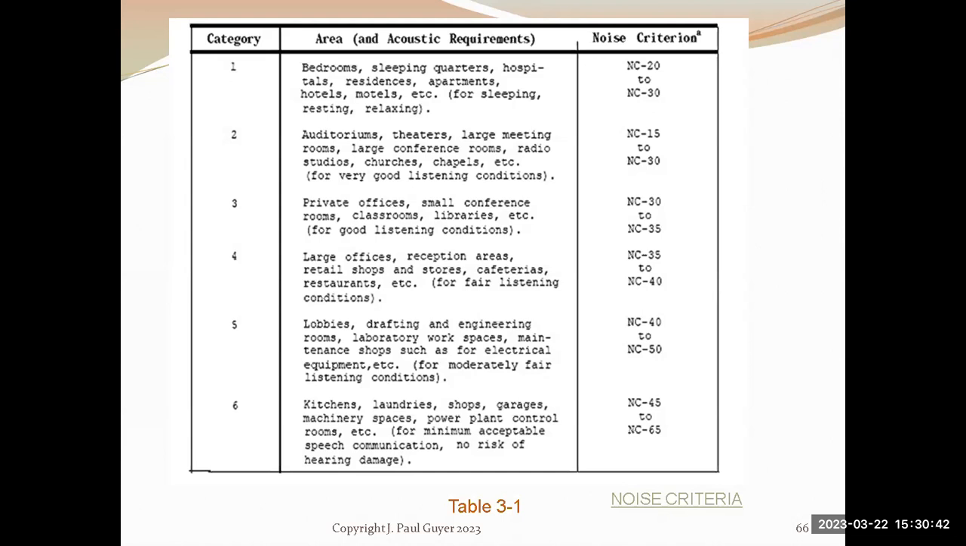So category 1 up at the top, these are rooms, sleeping spaces, hospitals, etc., residences, apartments. And for those types of spaces, this system recommends an NC 20 to 30 noise environment.